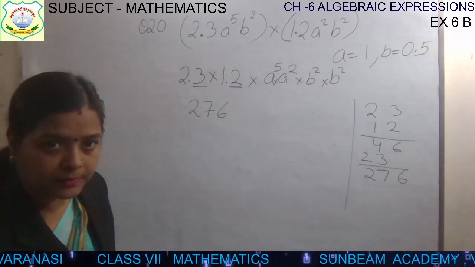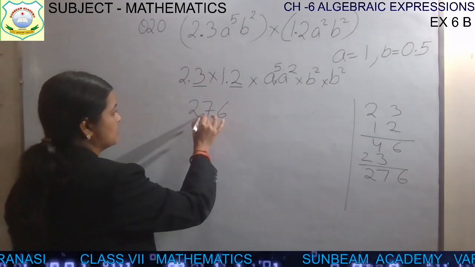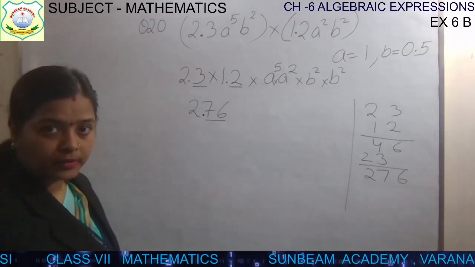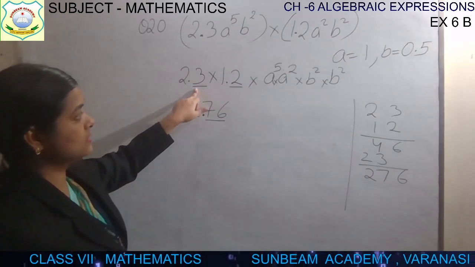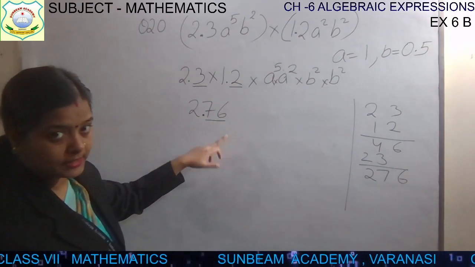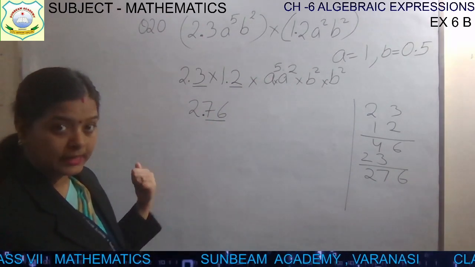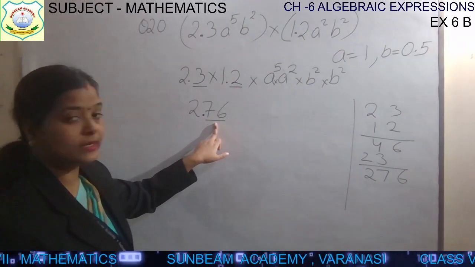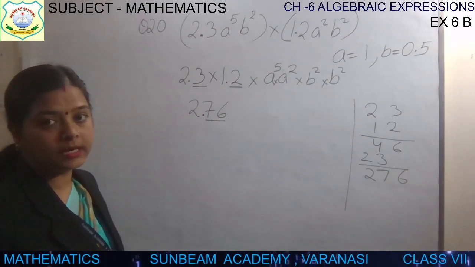But when you will write the number 276, now total 1 decimal place and 1 decimal place, total 2 decimal places are there. So we will put this decimal sign here, 2 decimal places in the answer. If you are multiplying this 2.3 with 1.2, the answer will be 276, and with the decimal, total 2 decimal places you have to place in the answer.